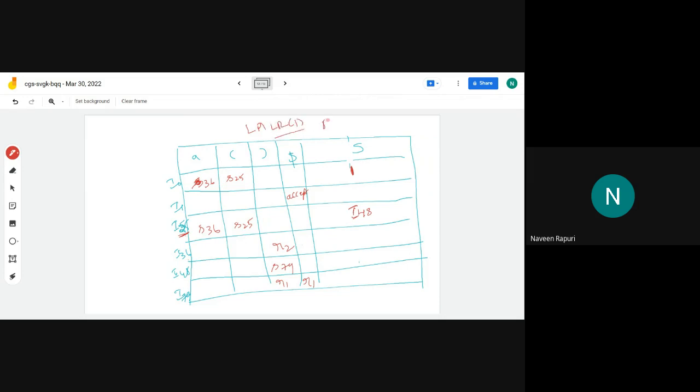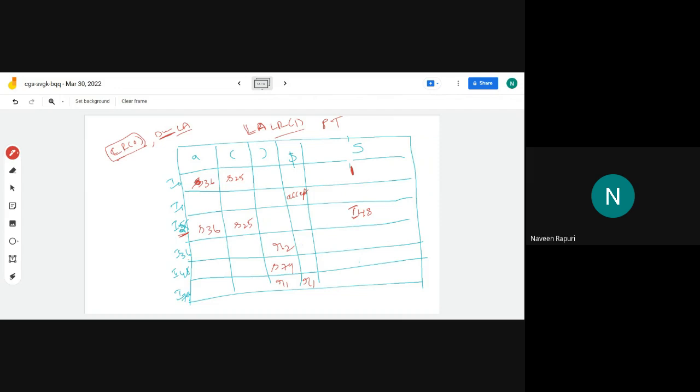So this is the way of constructing the LALR1 parsing table, sir. By writing the parsing table of CLR1, we can easily construct the LALR1 parsing table by checking the common LR0 item part and different look ahead part. So by merging these two as a single state, we can easily construct the LALR1 parsing table, sir.